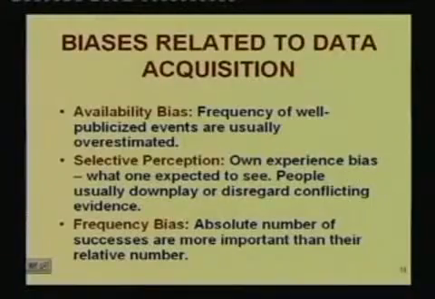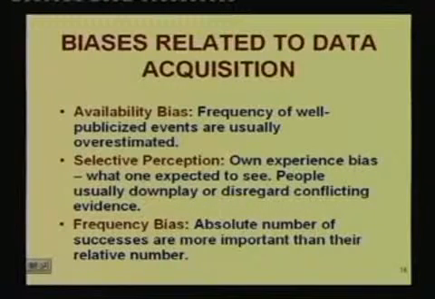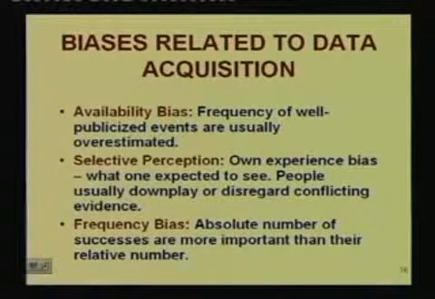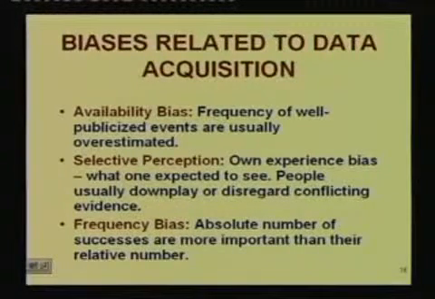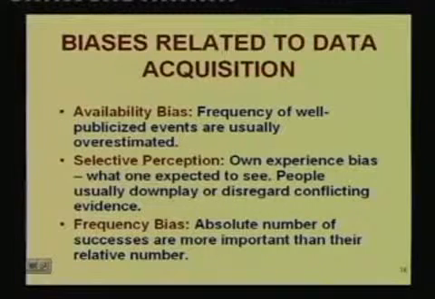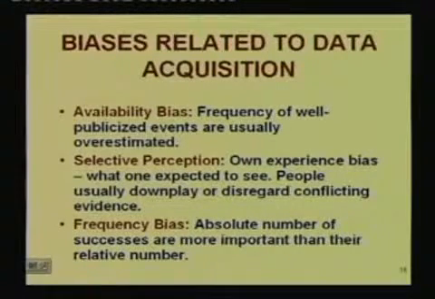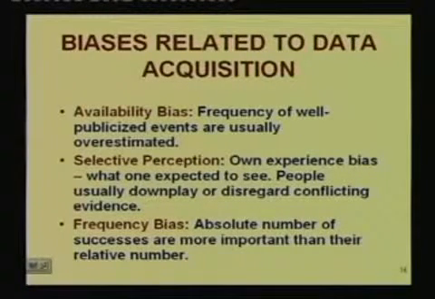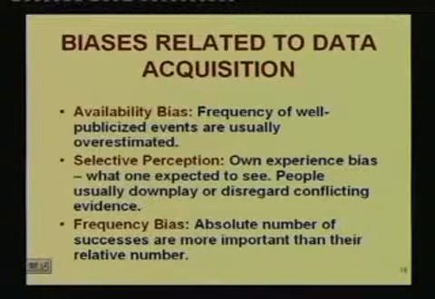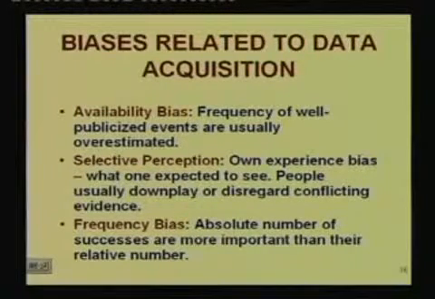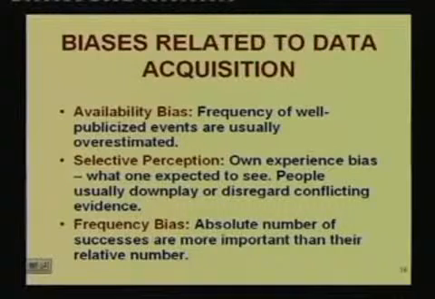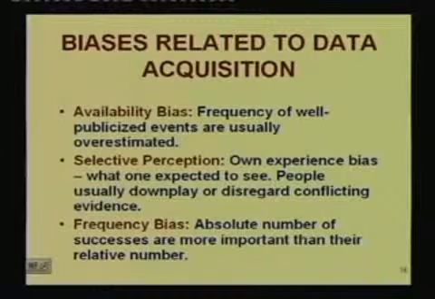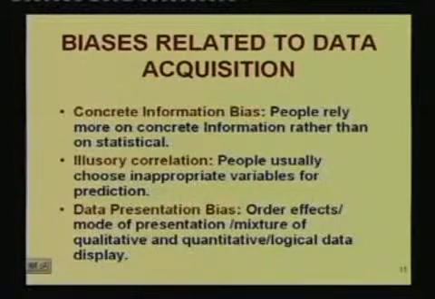Then we have the frequency bias. The absolute number of successes is more important than their relative number. That is the reason why people still buy lottery tickets, right? Because the probability is exceedingly low, but even if it is exceedingly low, we always see the people who have actually done well, I mean who have got lottery prizes. So in that sense you can say that there is some similarity between availability bias and the frequency bias.